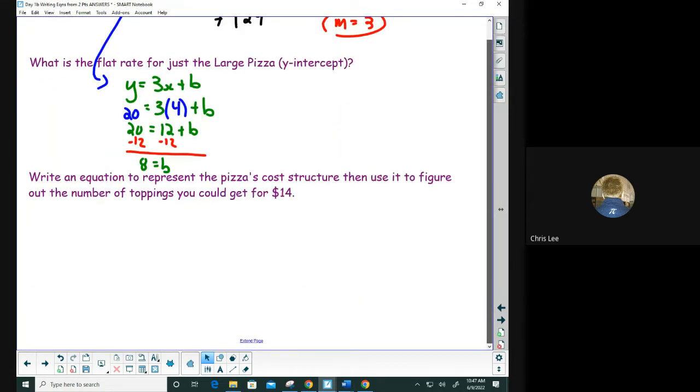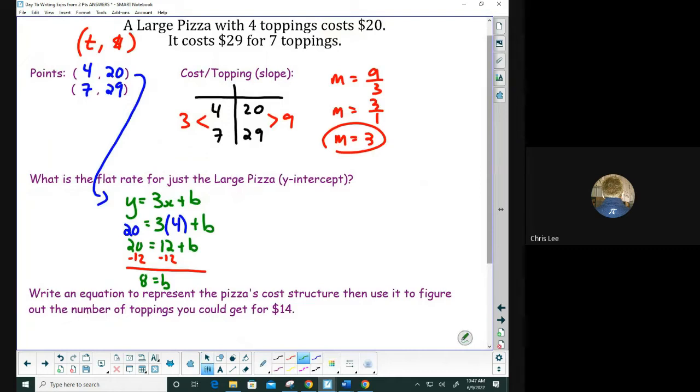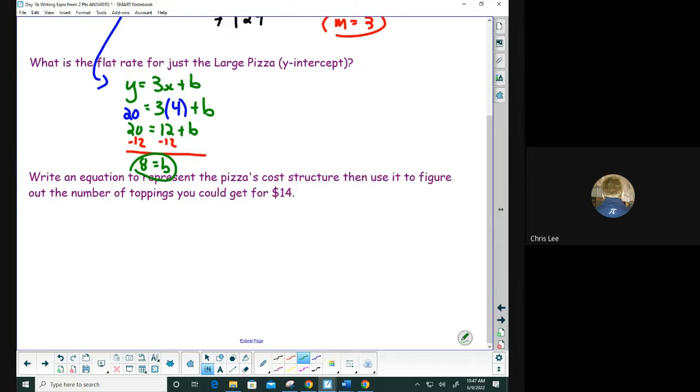All right. I now have my m and my b. What's my equation? That's right. So y equals 3x plus 8. This asks you, how many toppings can you get for $14? Is this your x value or your y value? x is the number of toppings. That's right. Oh, okay, fair enough. The 14 here is the y.